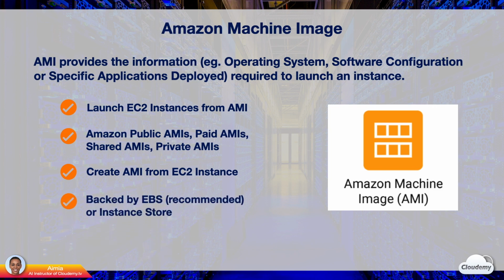AMIs are either backed by Amazon EBS or Instance Store. Amazon EBS and Instance Store are two storage types for EC2. We will talk about EC2 Storage in a minute. When you launch an instance, the root device volume contains the image used to boot the instance. An AMI is backed by EBS means the root device for an instance launched from the AMI is an Amazon EBS volume created from an Amazon EBS snapshot. An AMI is backed by Instance Store means the root device for an instance launched from the AMI is an Instance Store volume created from a template stored in Amazon S3. AWS recommends you to use AMIs backed by Amazon EBS because they launch faster and use persistent storage.